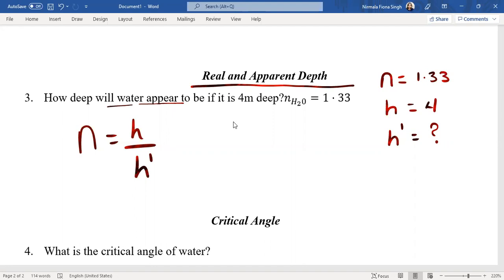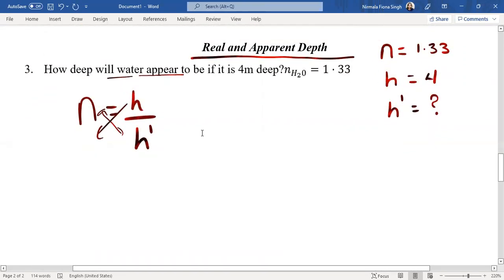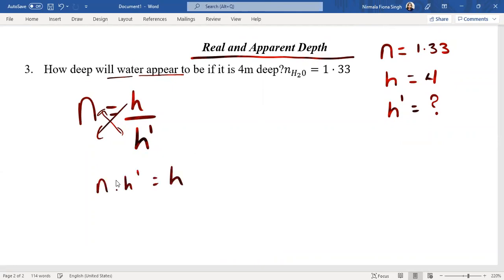So again, let's do the maths and make h prime the subject of the formula. You could cross multiply. You're going to get n times h prime is equal to h. And to get rid of the n, remember we divide by it. So you're going to get h prime is equal to h upon n. I know what h is. I know what n is. Let's move forward. h is 4. n is 1.33. Somebody tell me what you get.